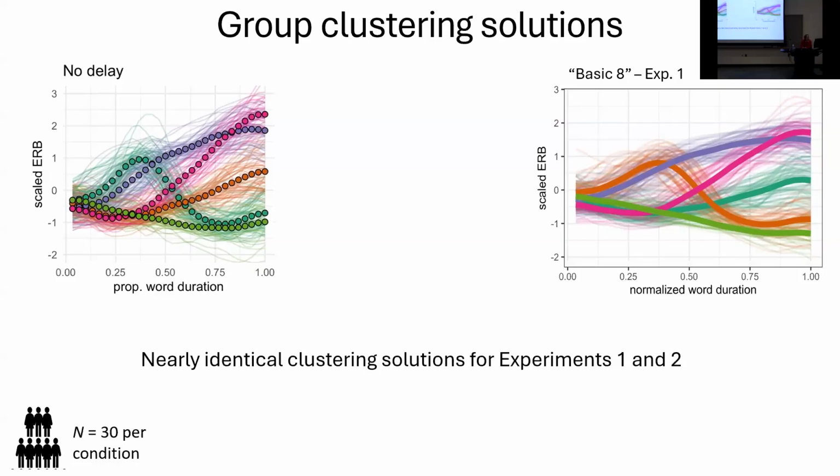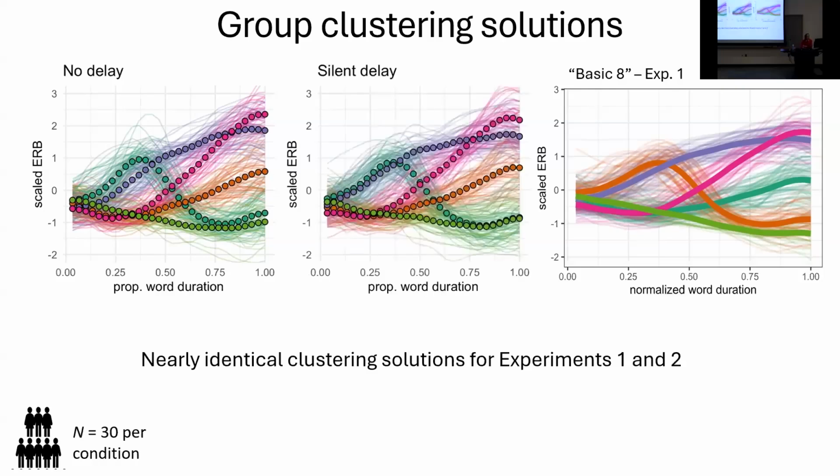So that's reassuring. This is what we always want, is a replication. Now, the silent delay results look exactly the same. In fact, they look so much the same that I made my postdoc redo the analysis again to be sure it was actually the right data and not just the same data plotted twice. Okay.